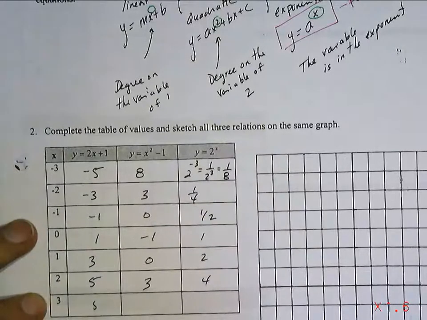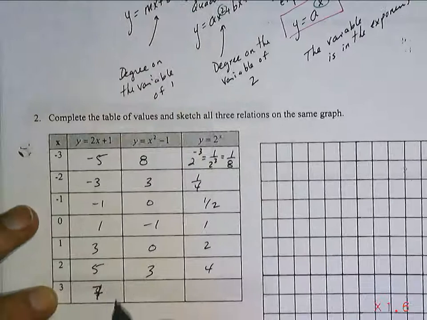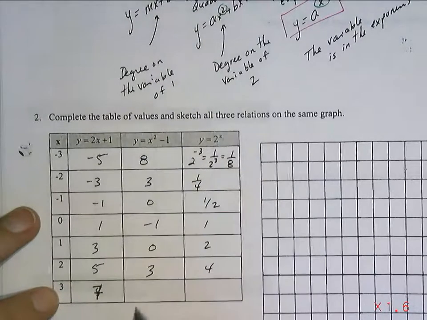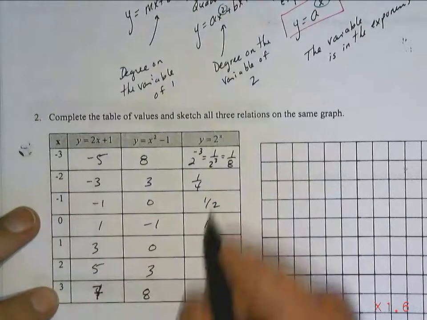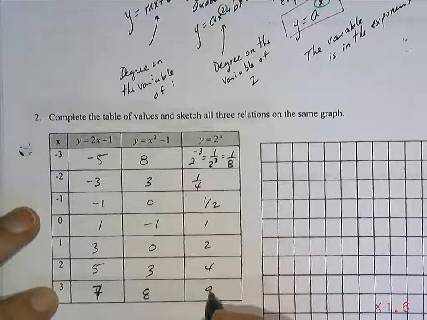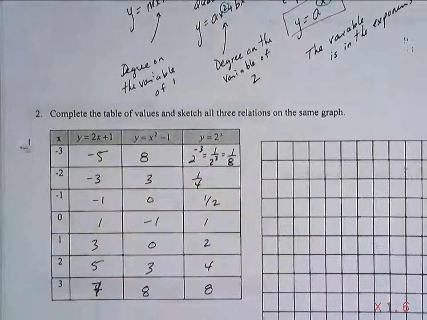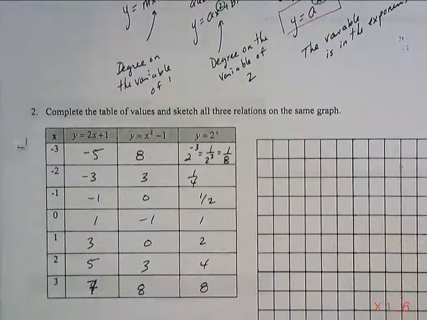Oh, I can't get 5 twice. What did I do wrong? 3, 6, 6. That'll be 6? No. 3 in here is 6 plus 1 is 7. Wow. That was a problem. And then 3 goes in here, which is going to give 8. And then 3 goes in here, which is going to give 8. Coolio. All right, so I guess we want to sketch these.